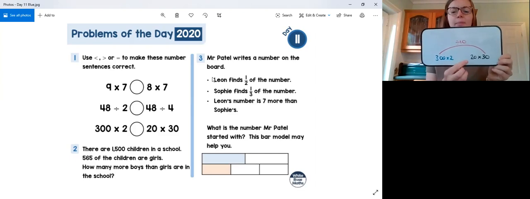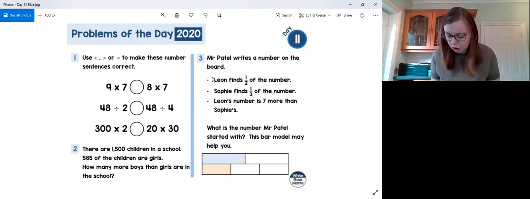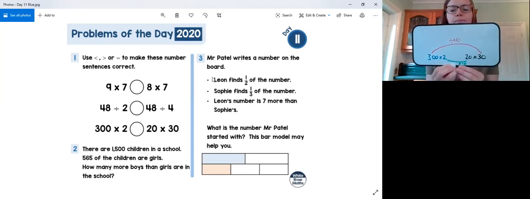But let's think about what happened to get from 2 to 20. So 2 has gone from the ones column into the tens column, or the decimal point has moved this time to the right, not the left. So we have times it by 10.